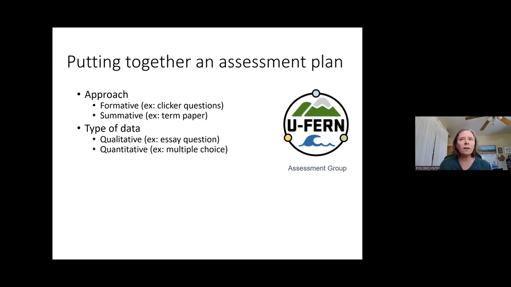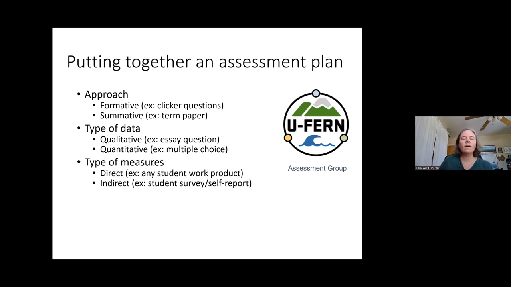You'll want to consider what type of data you're interested in. Do you want qualitative data that you can gather from essay questions or from papers, or maybe you want quantitative data that's easier or faster to evaluate or analyze? And so you might think about multiple choice or content knowledge questions, things like that. You can also think about the type of assessment measures. Some of those you can get directly from student work, right? And see their student product, what did they produce? Or you could gather information in indirect ways by asking the student to self-report. So often the information that you're gathering about student confidence or things like that, they might actually be assessing themselves and reporting to you how they feel.